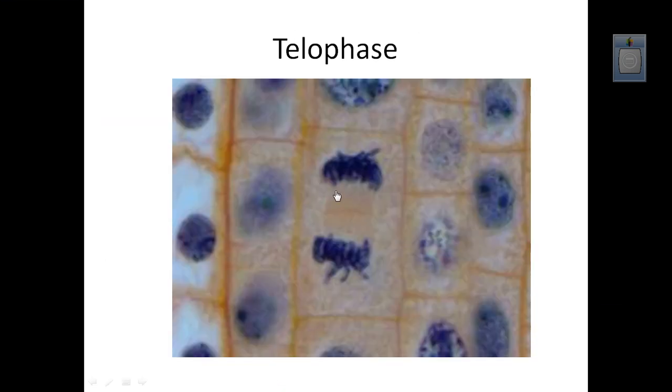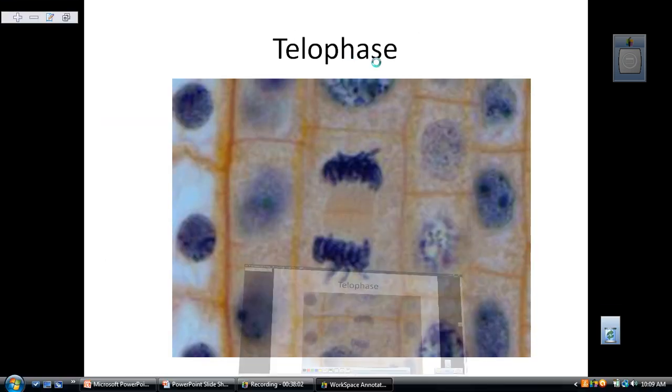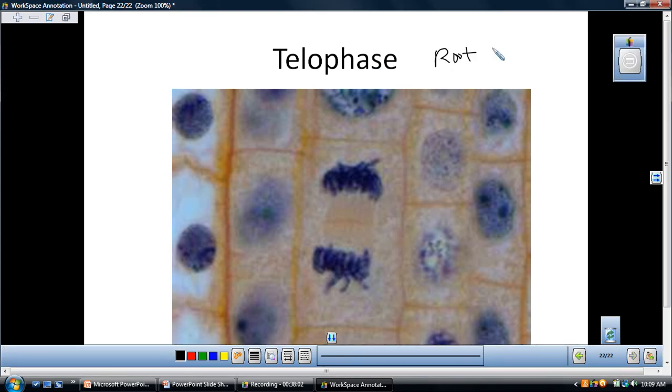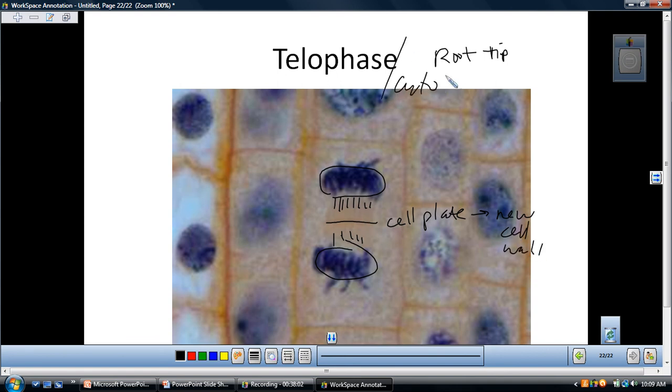Okay, so let's look. Here's a perfect classic picture. This is root tip. This is the plant. Okay, so notice you don't see any centrosomes because they don't have any. But you can see this is a new nucleus here, and you can see what's left of the microtubules, and you see this line, because in a plant, they form a cell plate, which forms the new cell wall. So this is definitely telophase and cytokinesis in a plant cell.